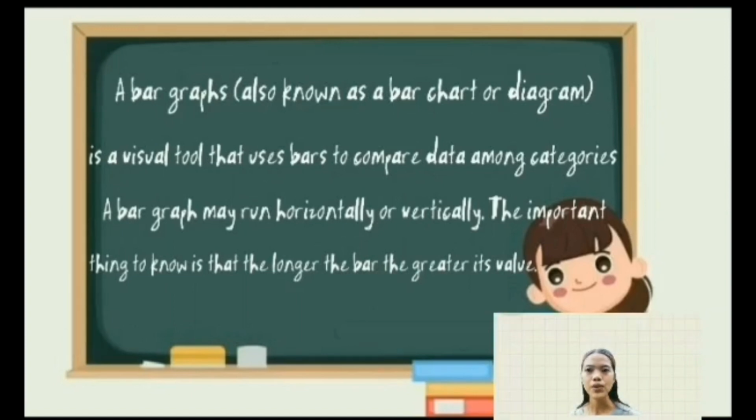A bar graph, also known as a bar chart or diagram, is a visual tool that uses bars to compare data among categories. A bar graph may run horizontally or vertically. The important thing to know is that the longer the bar, the greater its value.